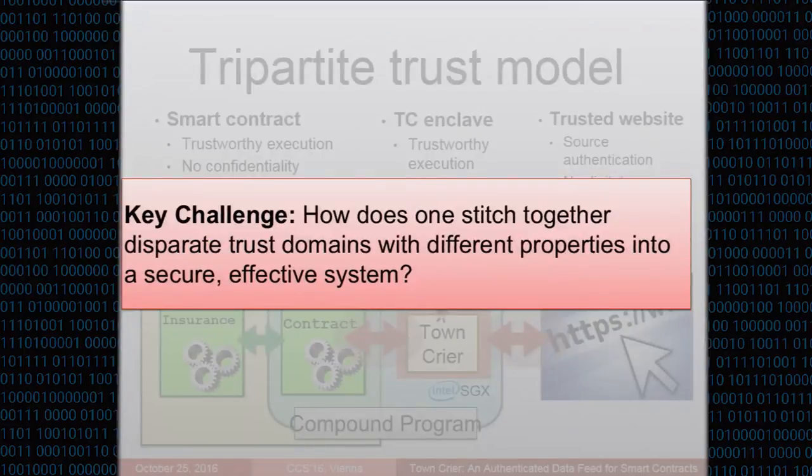So the key challenge here is, how can one stitch together these different trusted domains with such different properties into a secure and efficient system? And now I will describe how we address this problem in Town Crier.